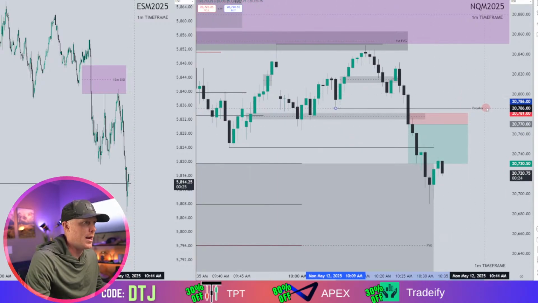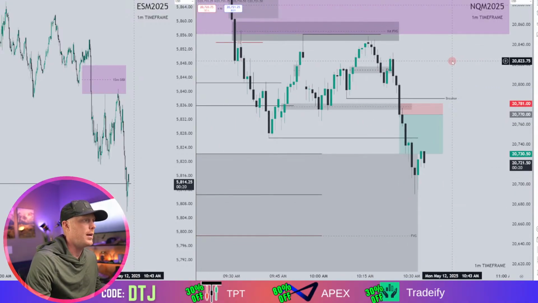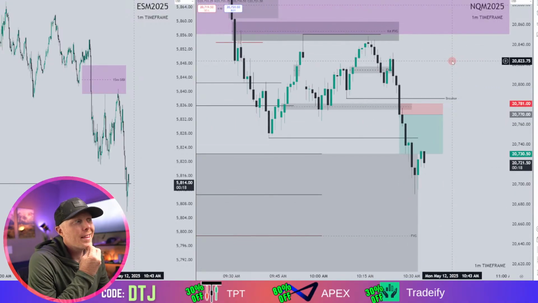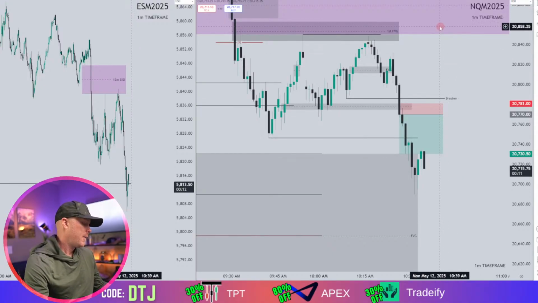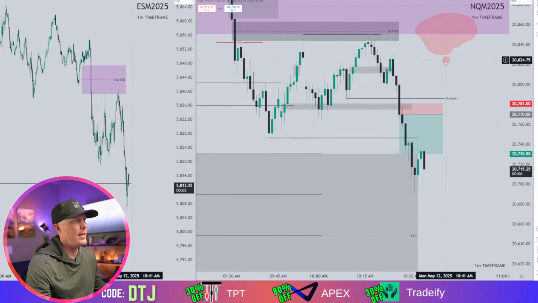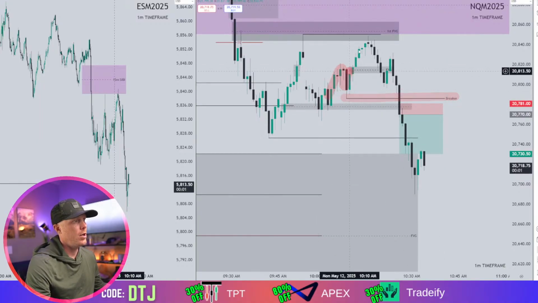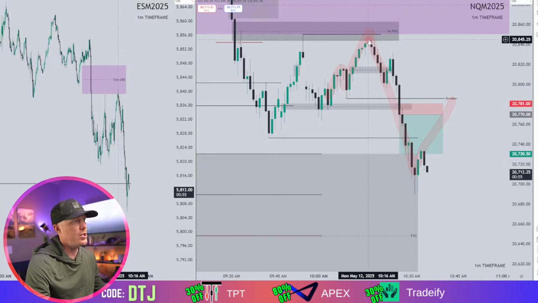Now, I'm not afraid to play that breaker. Am I? I think I need to see how it gets there and when it gets there. I do like that. Here's what I like about it. I don't like that we haven't hit the 15 minute, so that makes this not a perfect setup. I like the breaker. High, low, higher high. We break lower. We come up to it. I like that. And then I also like this mitigation block right here.